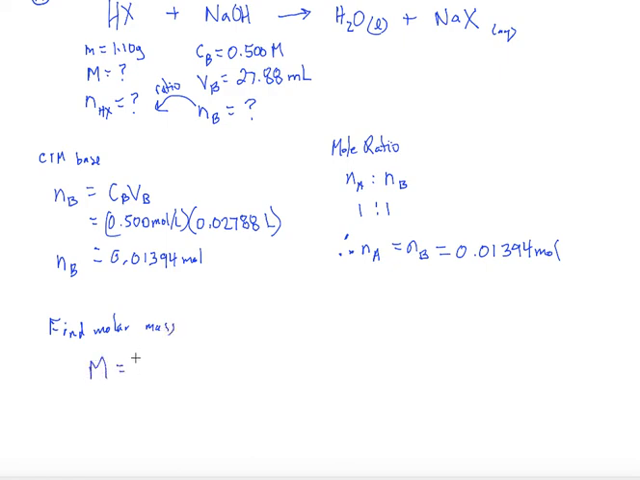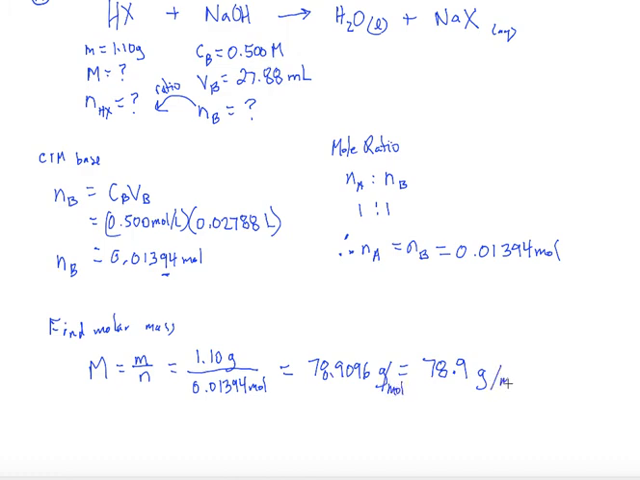So molar mass is mass divided by moles. We had 1.10 grams of HX and 0.01394 moles of HX. And when we do the math, we get 78.9096 grams, which to significant digits now, we go back. This is 3, so we're carrying 3 through here. This is 3, this is 3. Our answer has to have 3, so it's 78.9 grams per, oh, I messed up my unit, per mole. So this should say mole.